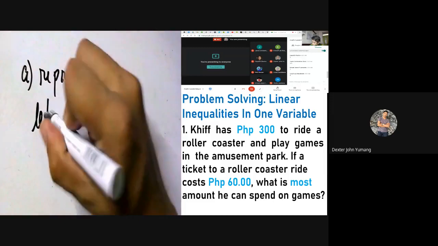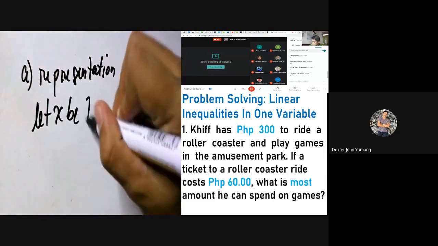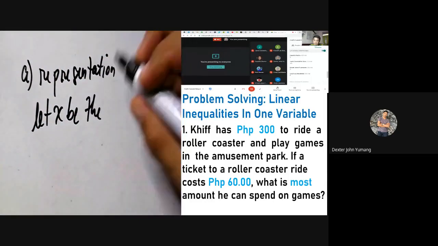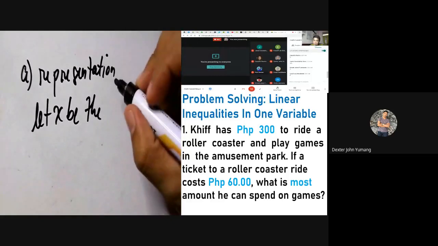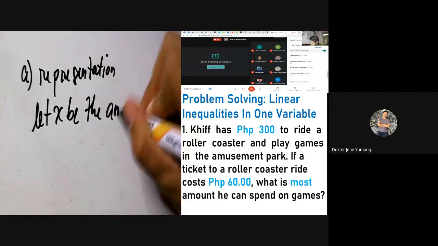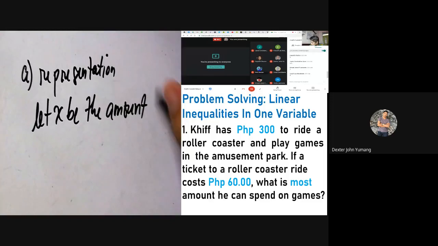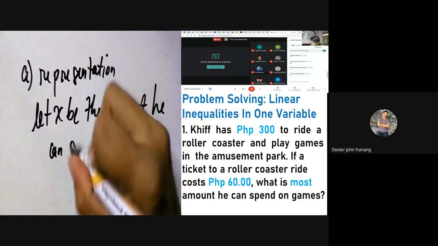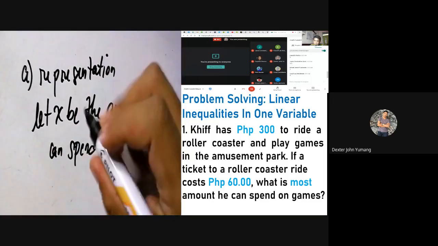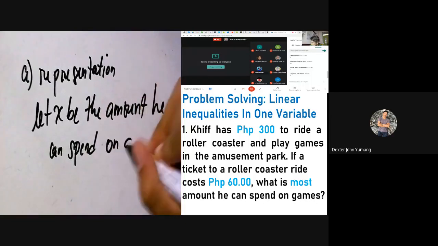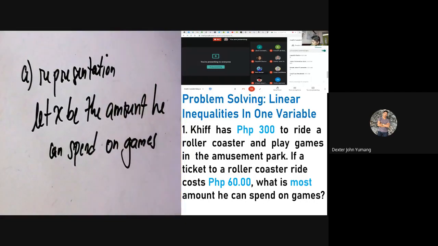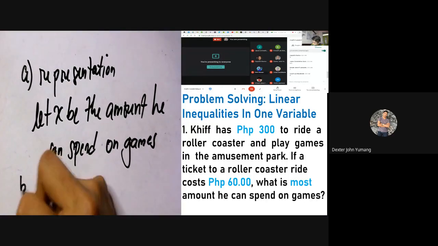So we let X be the most amount, or the amount rather, he can spend on games. So, pwede pong ganito lang. Or pwedeng let X be the most amount he can spend on games. Or pwedeng let X be the amount he can spend on games. Pwedeng ganun lang po. Next, we will go now to given.